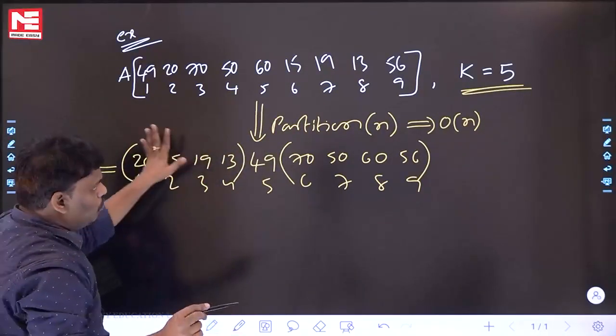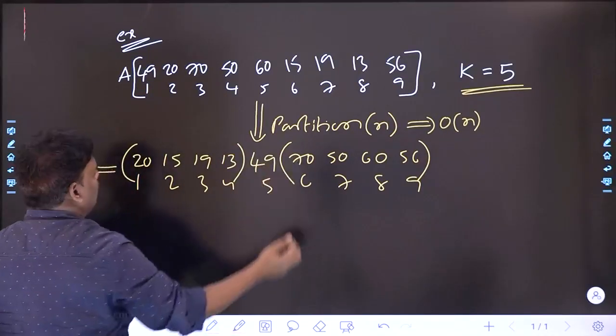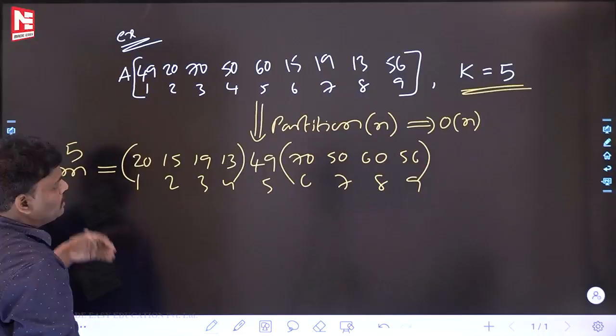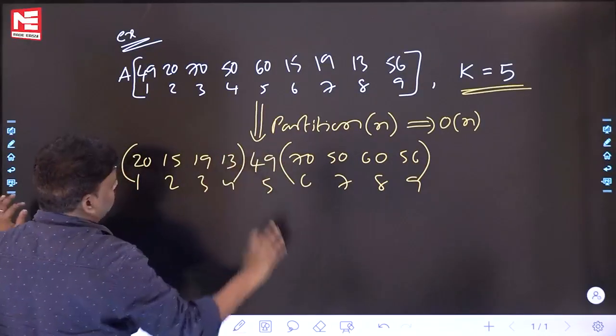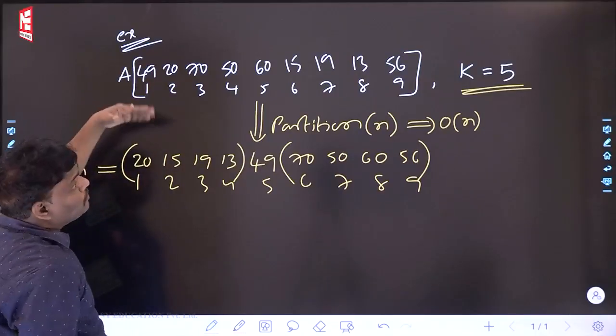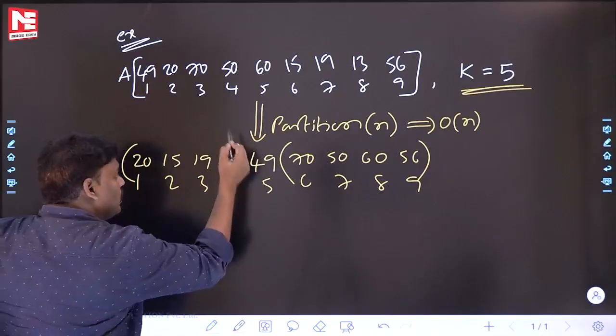Yes, true. Then what is the answer? Return a of m. M is 5. A of m means 49. A of m is 49. If you want, you can return the position also, or you can return the value also. That is up to you. Return the position of the kth smallest element, 5, also you can return. It's up to you. If you want, you can return the value also.